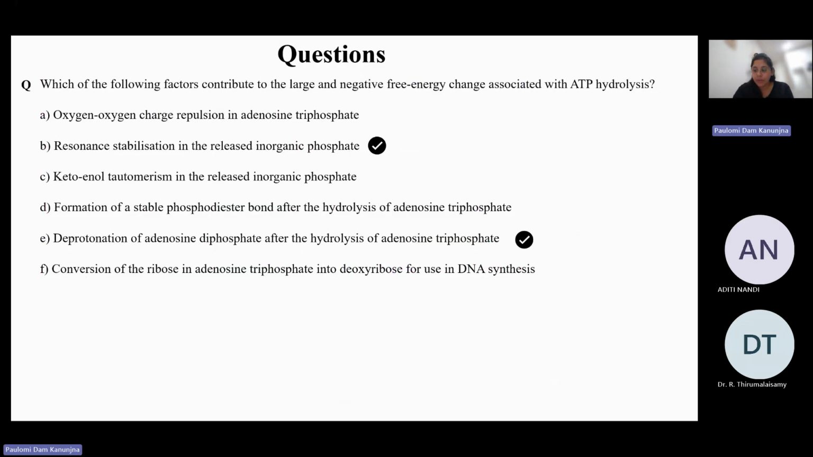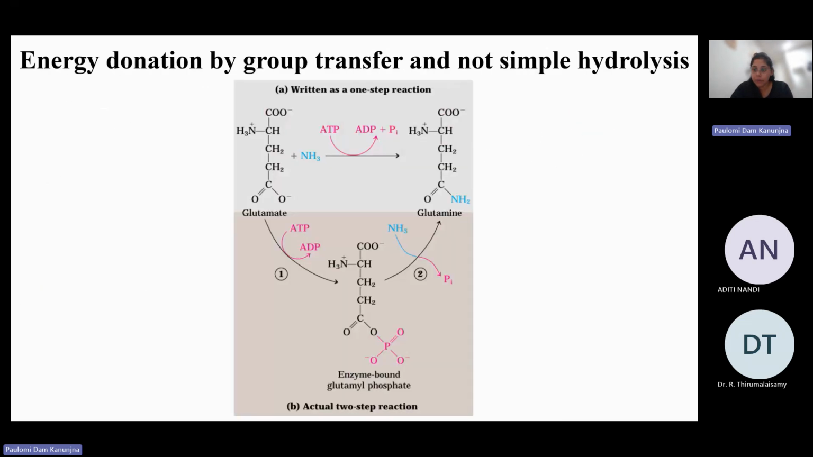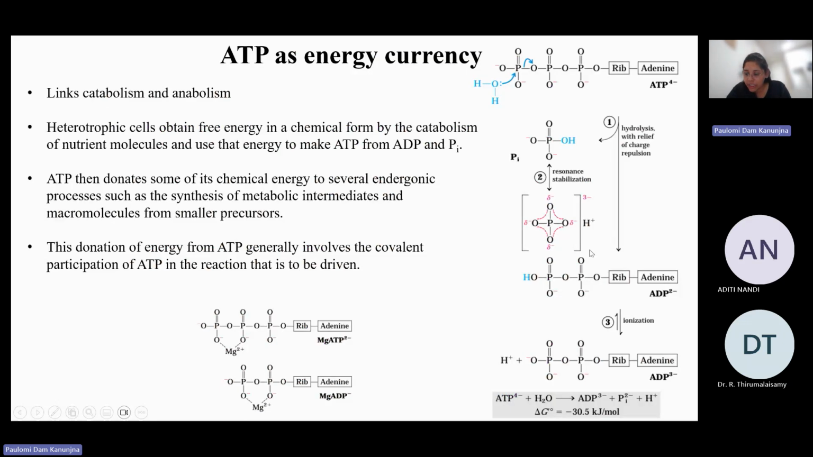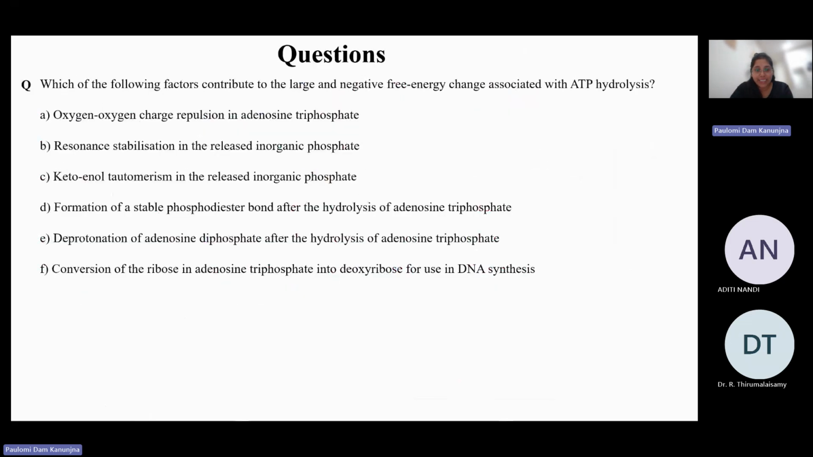Next, D: formation of a stable phosphodiester bond after hydrolysis of adenosine triphosphate. Going back to this slide where there is a bond breakage, do you see any additional phosphodiester bond formation when there is hydrolysis? This is the adenosine triphosphate. Do you see any phosphodiester bond? No, right? What happens under hydrolysis is basically breaking of a phosphoanhydride bond, but you don't see any additional phosphodiester bond, so that is incorrect.